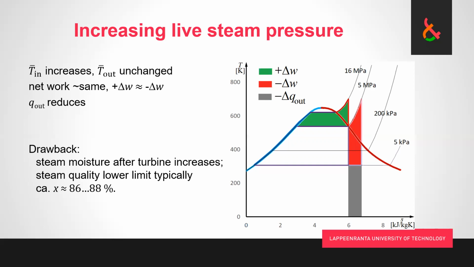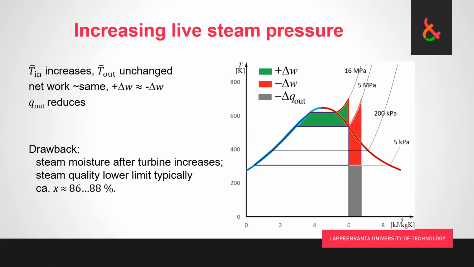One drawback, if we look a little bit into the real power plant side of things from the point of view of this ideal cycle, is that if we increase the live steam pressure, it means that we are going to be diving deeper into the wet steam area. And what that means is that there's going to be more water droplets in the steam as it comes out of the turbine. And that cannot necessarily always be a good thing.